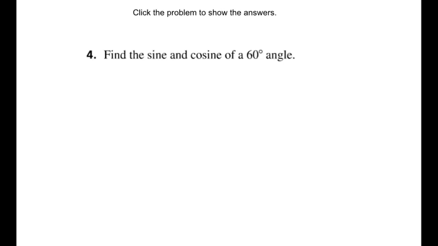So now here you have to use our same 30, 60, 90 triangle that we used in the last example and find the sine and cosine of that 60 degree angle instead.